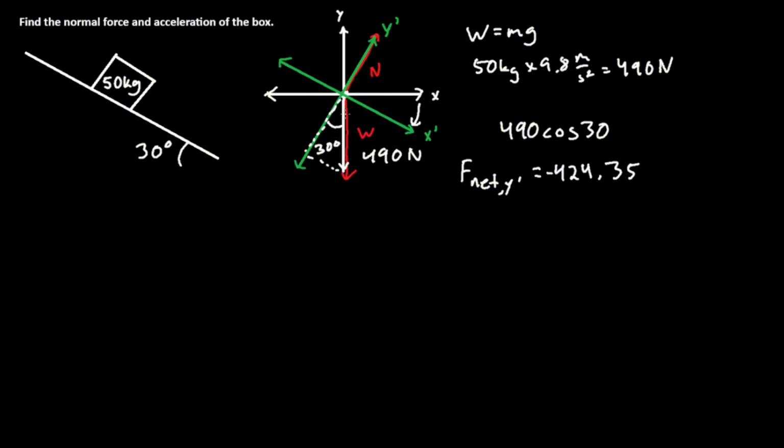But this is negative because it is going in the negative y direction in our new tilted coordinate system. Therefore, our normal force is the only other y prime force. So we add that into our net equation. But since this box isn't falling through the ground or accelerating upwards, all of this is equal to 0. Therefore, your normal force is equal to 424.35 newtons.